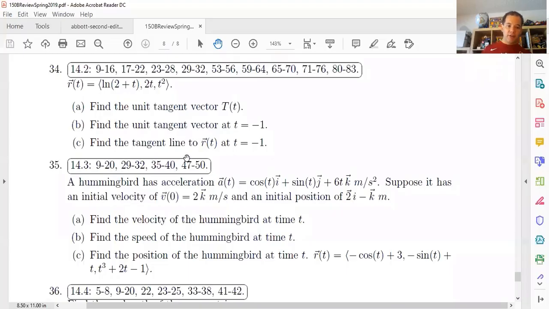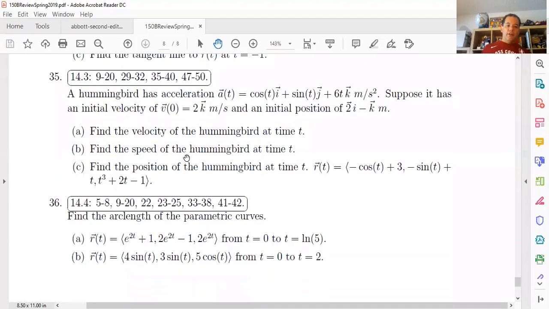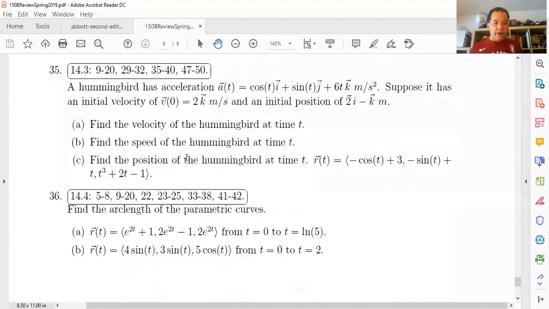So let's continue. Then we have these problems, 35 and 36. In 35, we have a specific acceleration with some initial velocity and initial position, and then a bunch of questions. So let's go over that one. We need to find the velocity, the speed, and the position. Okay, so let me write down the acceleration.